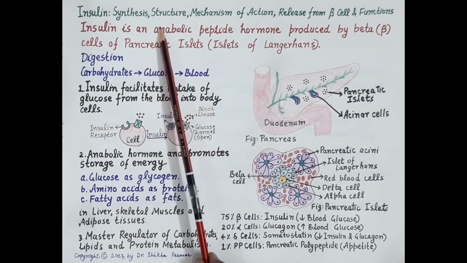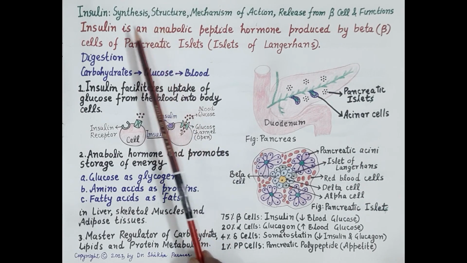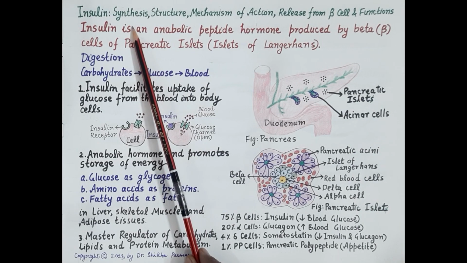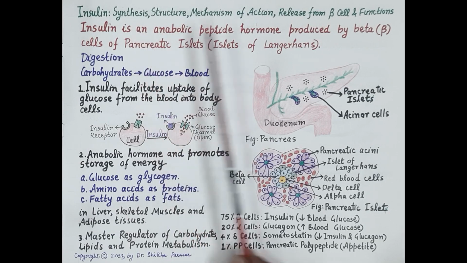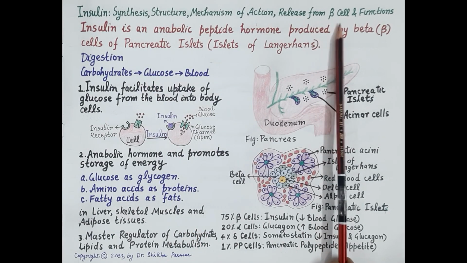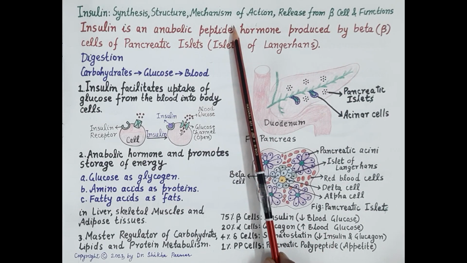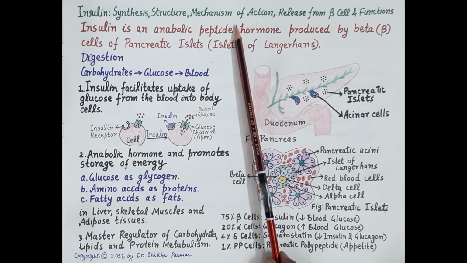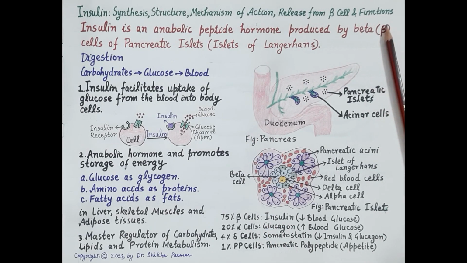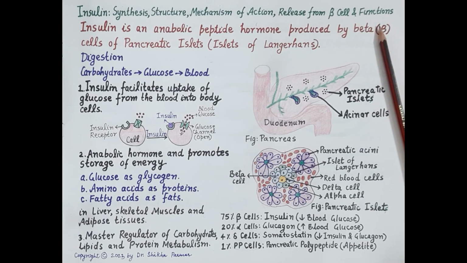After this, we will study structure of insulin, process by which insulin is synthesized by pancreatic beta cell. Once synthesized, how it is released from beta cells in the blood, then mechanism by which insulin binds to its receptors on the target cells and produces its action. We will also discuss functions of insulin, how insulin regulates blood glucose levels and is essential for carbohydrates, proteins and fat metabolism.